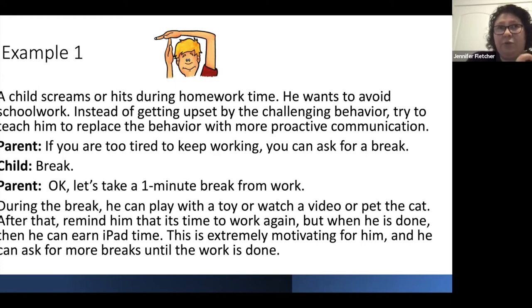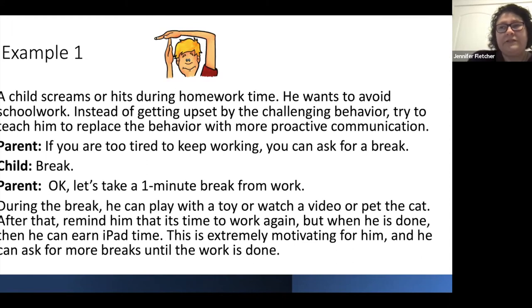I like to have a little break card to use as a visual cue. And so the child says break, or the child gives the break card. The parent says, okay, let's take a 1 minute break from work. So during the break, he can play with a toy or watch a video or pet the cat. After that, you remind him that it's time to work again. But when he's done, he can earn iPad time. This is extremely motivating for him, and he can ask for more breaks until the work is done.